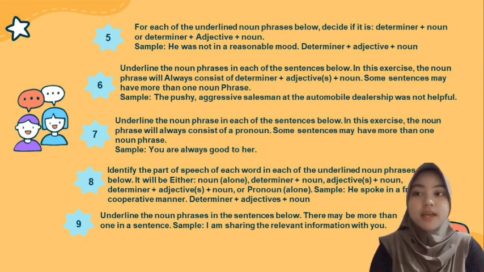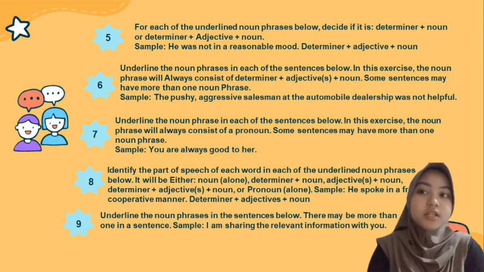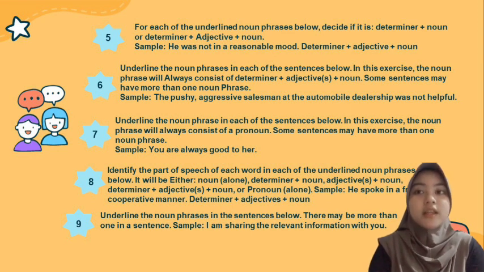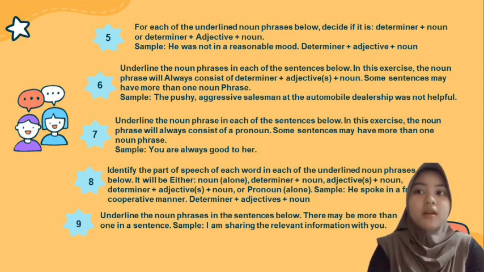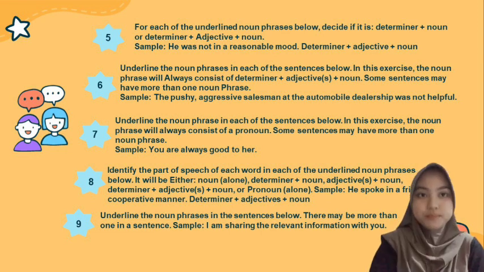And number 8, identify the part of speech of each word in each of the underlined noun phrases below. It will be either noun alone, determiner plus noun, adjectives plus noun, determiner plus adjectives plus noun, or pronoun alone. Sample: He spoke in a friendly, cooperative manner. Determiner plus adjectives plus noun.